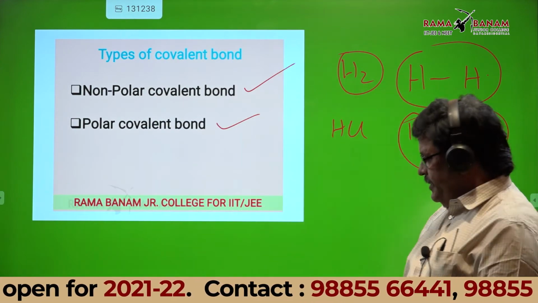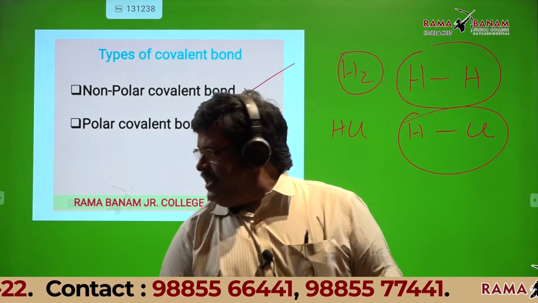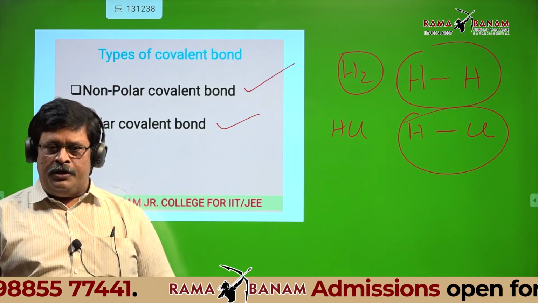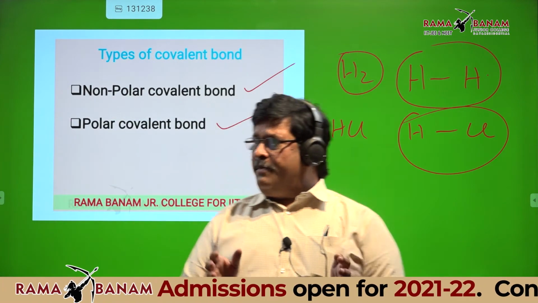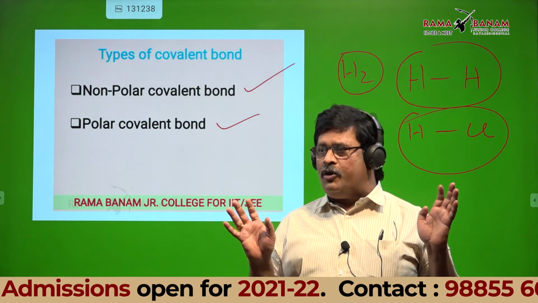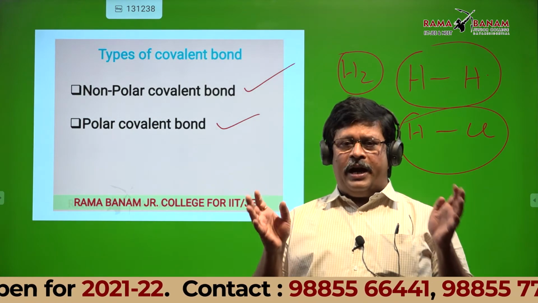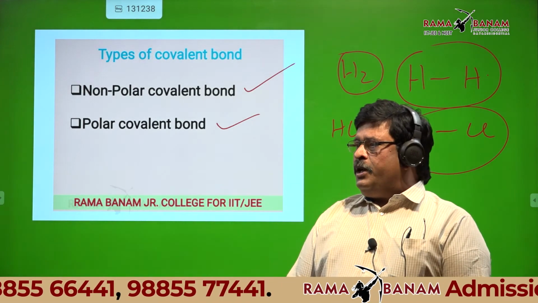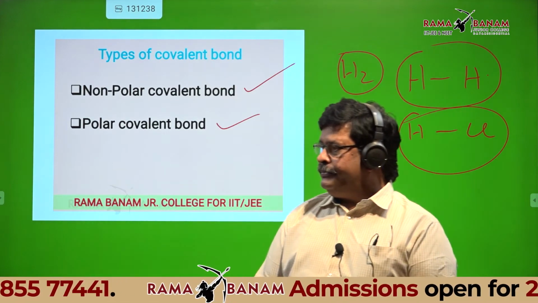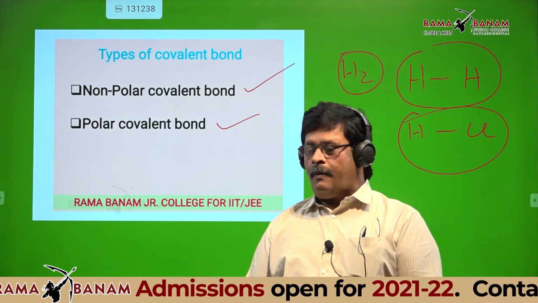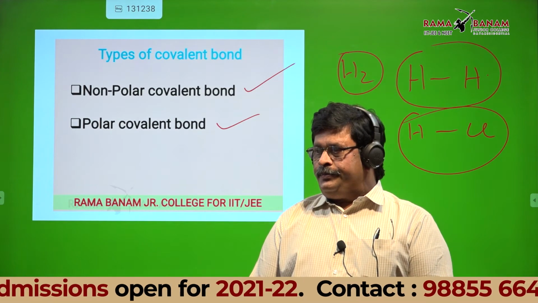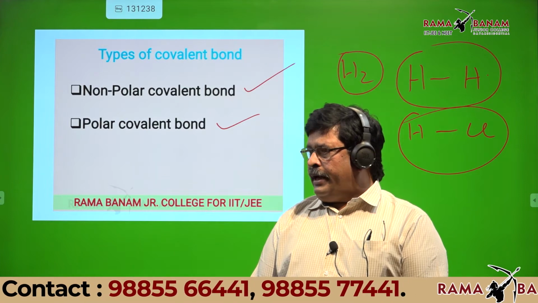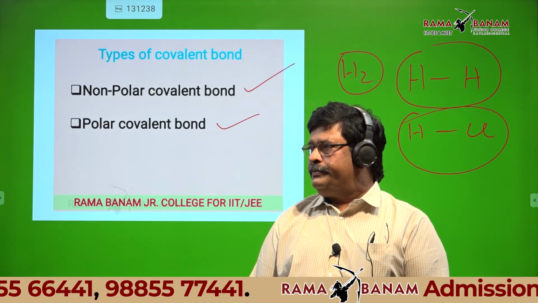It is of two types. First one is a non-polar covalent bond. Just write the names of those two, that's it. Don't write anything about that. First one is a non-polar covalent bond. Second one is a polar covalent bond. Is it okay? Can I go to the next slide? Yes, sir.